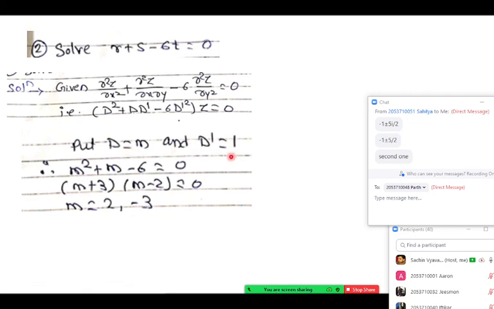So we'll put D equal to m and D dash equal to 1. m square plus m minus 6 is the quadratic equation. m plus 3 and m minus 2 are the factors. So 2 and minus 3 are the roots. So tell me the ZC then. What should be the complementary solution? Yes, anyone? Nobody is giving the answer.